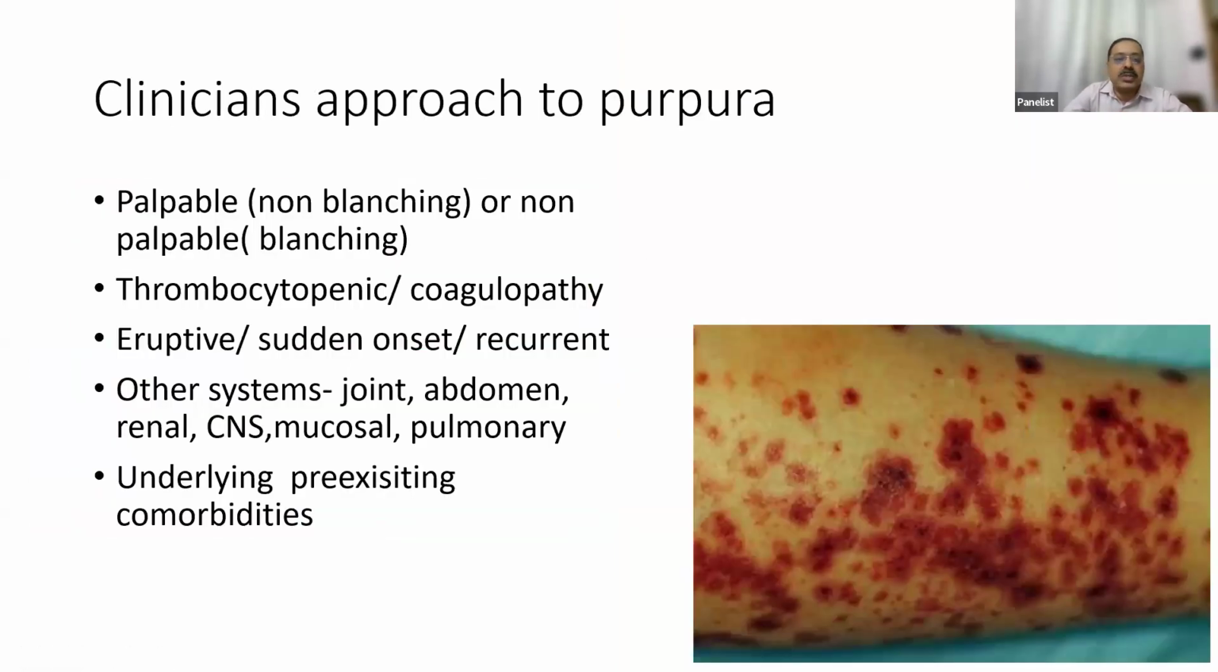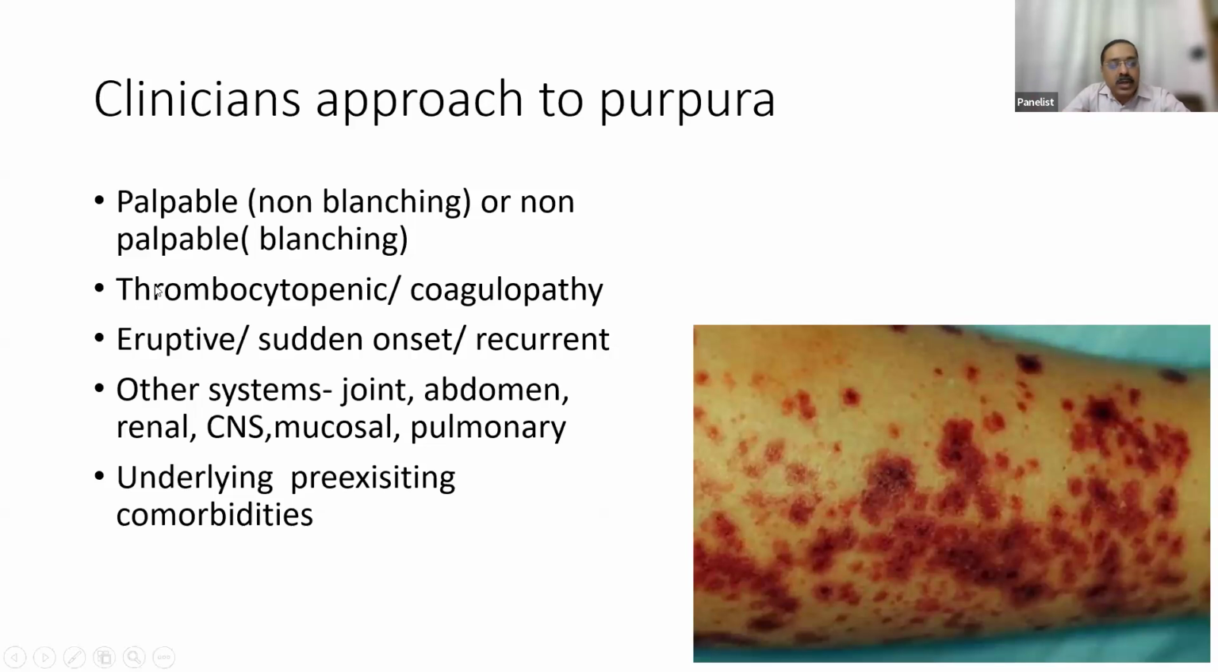So how does a clinician approach this? First, he looks at whether it is a palpable one, a non-blanching one, or a non-palpable one, which is blanching. We do something called a diascopy test. We take a glass slide and just apply pressure on that. And if it blanches, it is only erythema. There is no purpura. If it is purpura, it will be non-blanching because the blood has actually drained into the dermis. It's a rupture of the blood vessel which has occurred.